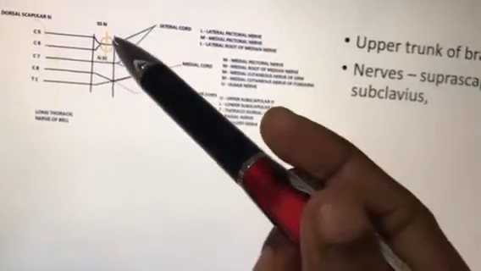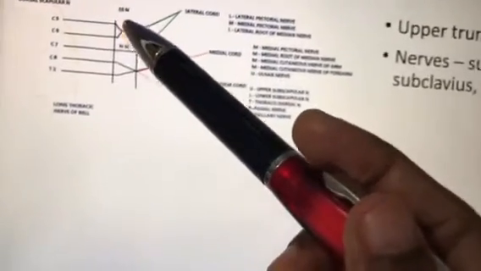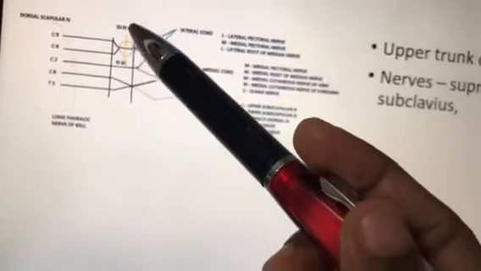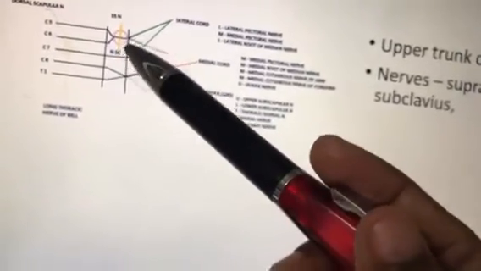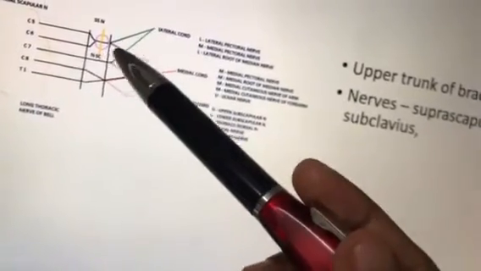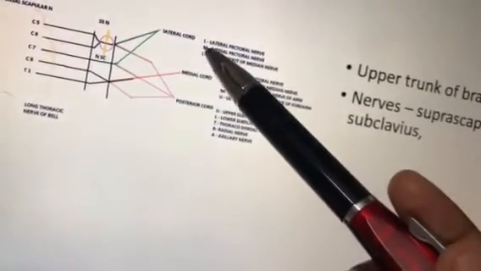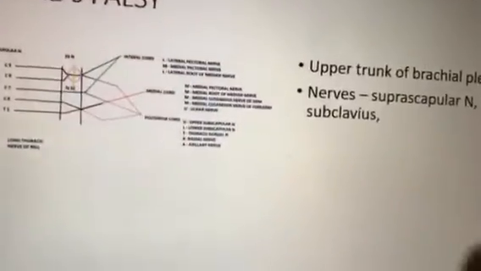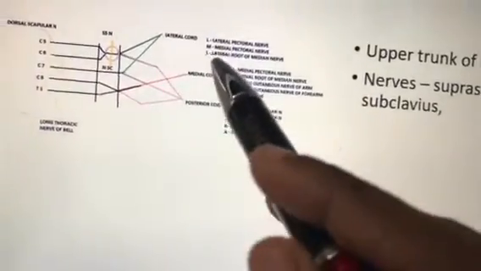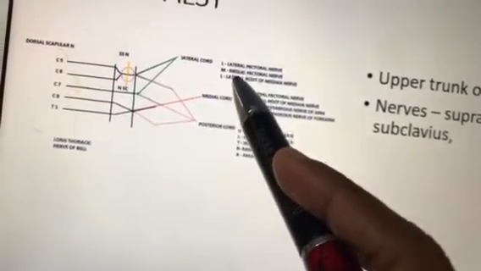But what we want to concentrate on is Erb's point. The nerves coming out from Erb's point are the suprascapular nerve above and the nerve to subclavius below. Understood? And the most important, it forms the lateral cord. So the most important nerve in the lateral cord is, here there is a mistake, kindly excuse. This M is for musculocutaneous nerve, right?